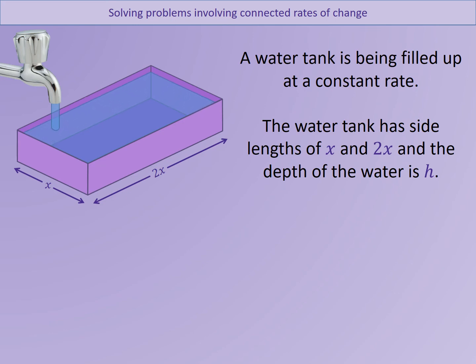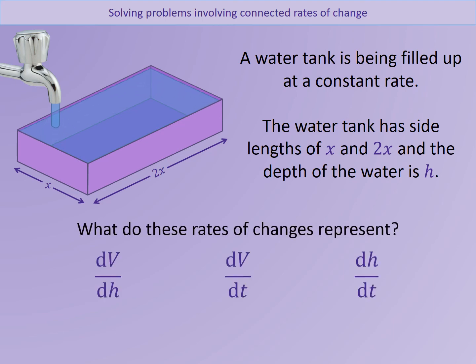Okay, so we've got a situation where a water tank is being filled at a constant rate. The water tank has sides of x and 2x, and the depth of water is h. You see, the tap's been left on, and the water level just keeps changing depending on time. What I'd like you to do is have a quick think about what these rates of change actually represent.